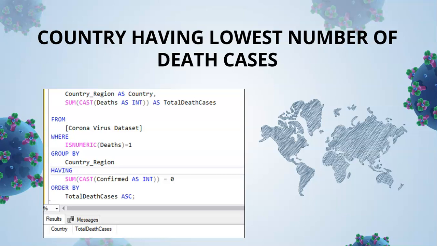Here, the country with the lowest number of death cases. What happens here is that the clause selects only the first row from the result set, which will be the country having the lowest number of death cases. So here it calculates the total number of death cases for each country, and it filters the rows and applies the conditions, and after that it sorts the result set in ascending order based on the total death cases. So it ensures the country with the lowest number of cases appears first.